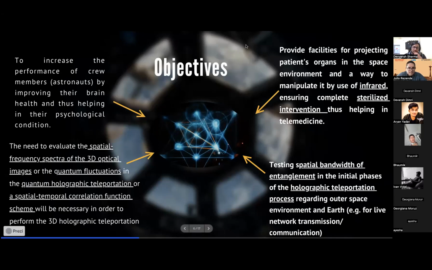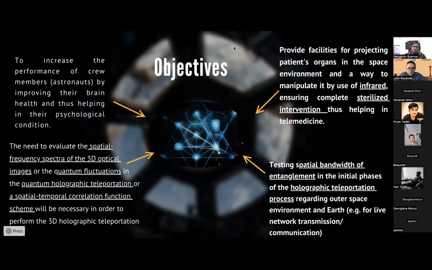And also, we want to provide facilities for projecting patients' organs in the space environment and the way to manipulate it by the use of infrared, and also ensuring complete sterilized intervention by helping in telemedicine.